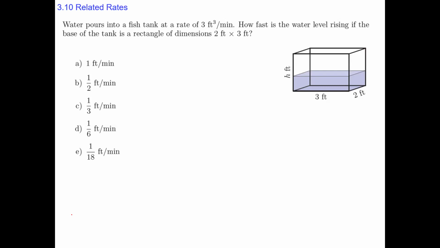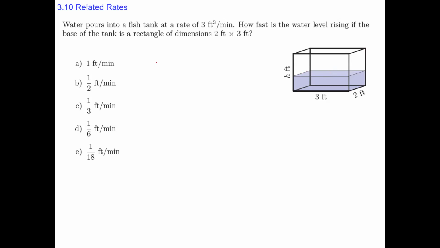Okay, what we have, let's see. Water pours into a fish tank at the rate of 3 cubic feet per minute. How fast is the water level rising if the base of the tank is a rectangle of the dimension 2 by 3 feet, which we can actually see. Okay, that means definitely the purple on this picture is the water.